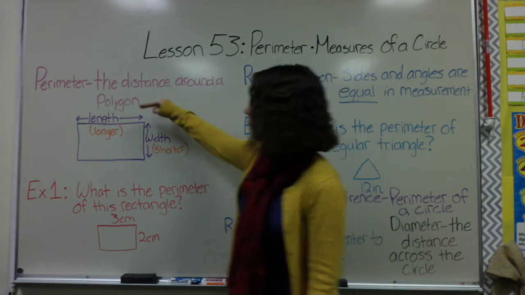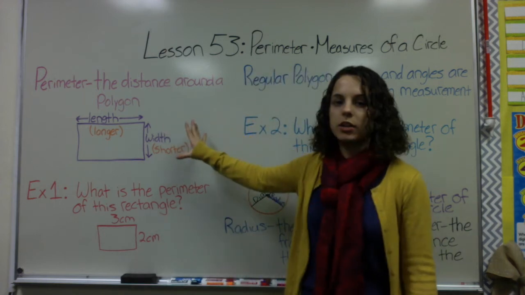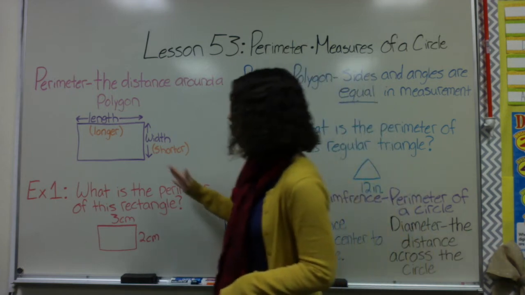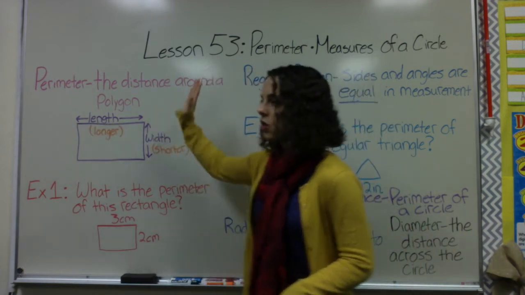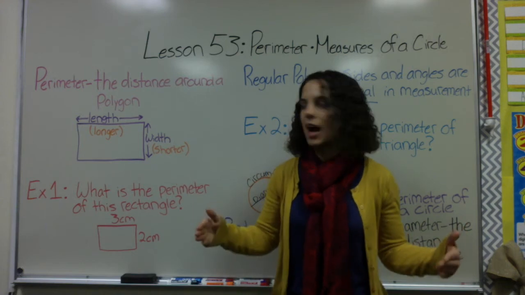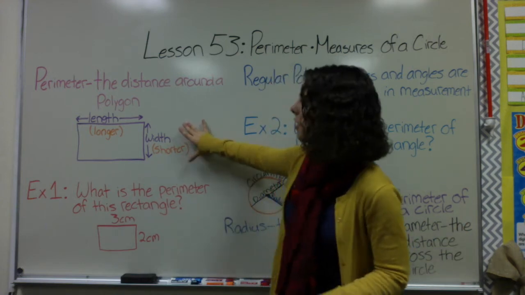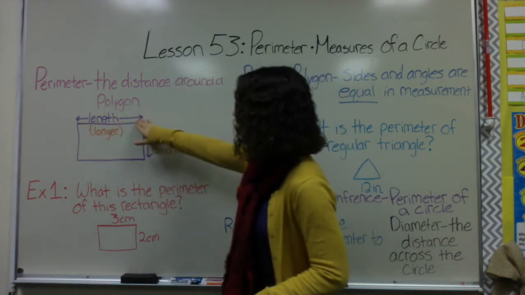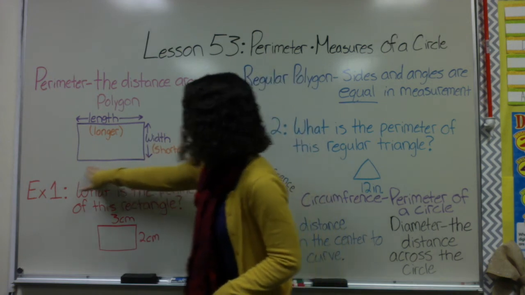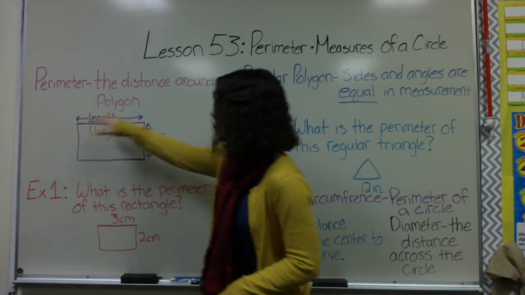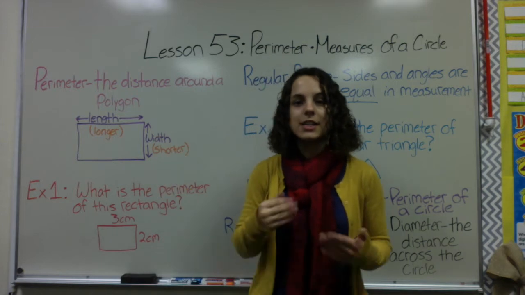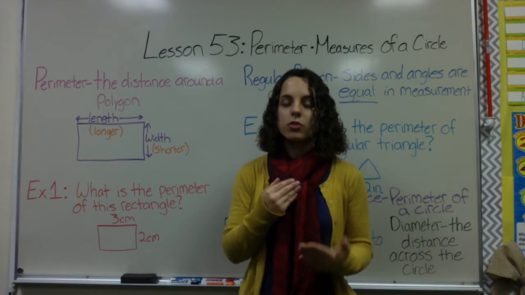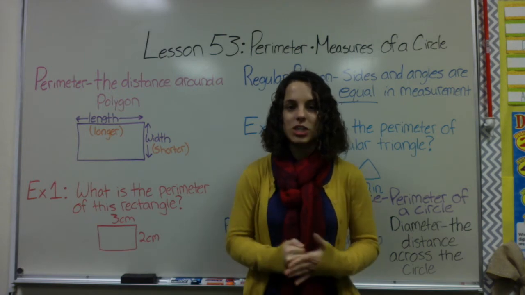So we have length and we have width of a polygon. Now the length is typically just the longer side. It doesn't matter really whether it's going horizontal or vertical. The length is the longest side, and the width is your shorter side. So when we find the distance around the polygon, I need to have my length plus my width plus another length plus the other width. So I'm going to eventually add all sides together. Depending on how many sides you have, you're going to add all the sides together. So for perimeter, we are going to use addition.